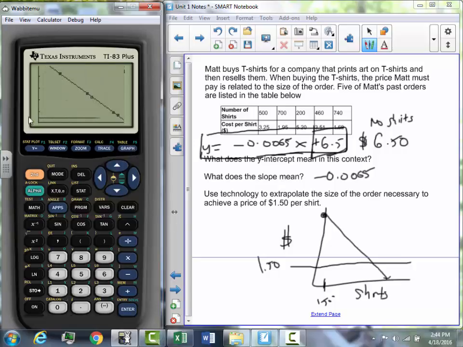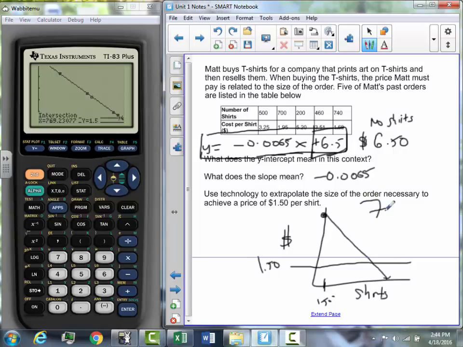Now if I graph it, you see how there's a line right across here at the bottom at 1.5? Yeah, so then go second, calculate, intersect, and find where these graphs cross based on the first curve and the second curve. So first curve, second curve, put it as close to the intersection point as you can, but don't forget to press enter. And hopefully you get what I just got here, 769.